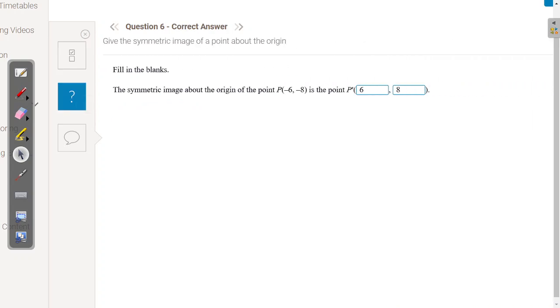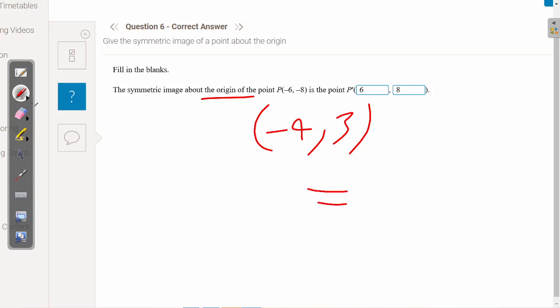Symmetric image about the origin means you change the signs of x and y. So if you have negative 4, 3, to change it symmetric, it will be 4, negative 3. So negative 6, negative 8, you switch the sign, it will be 6, 8.